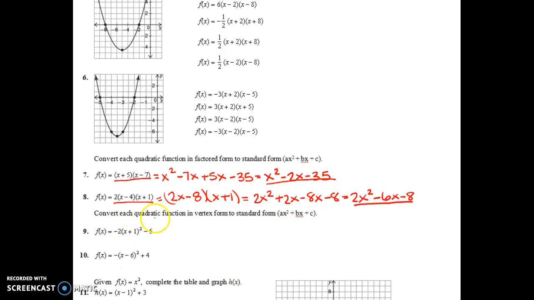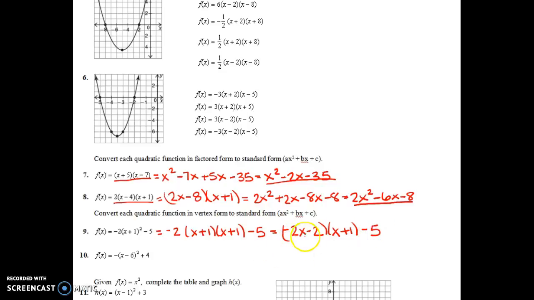The next ones, these are written in vertex form that we saw in Chapter 2, and again, they want you to convert them to standard form. So when we were doing this in Chapter 2, again, you had your negative 2. When you saw a quantity that was squared, you needed to remind yourself that it was written twice, and then you had to subtract 5. So just like we were doing up here, the first thing I'm going to do is distribute the negative 2. So I get negative 2x minus 2. I do not change the second parenthesis, and then I subtract 5.